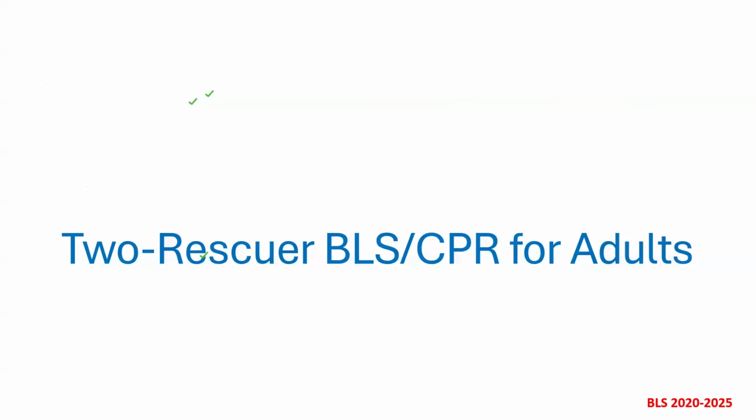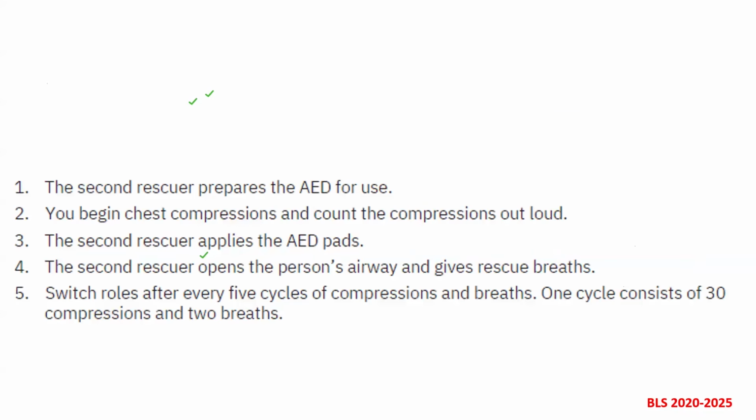So if you have 2-rescuer basic life support, what do we need to do? The second rescuer prepares the AED for use. You begin chest compressions, the first rescuer, and count the compressions out loud. The second rescuer applies the AED pads. The second rescuer opens the person's airway and gives rescue breaths.